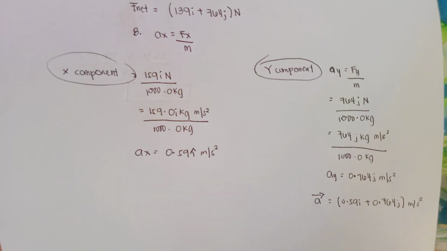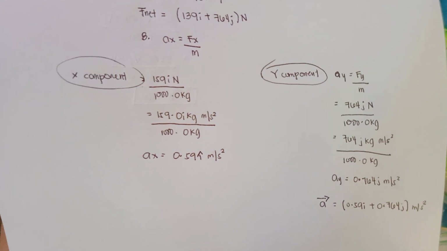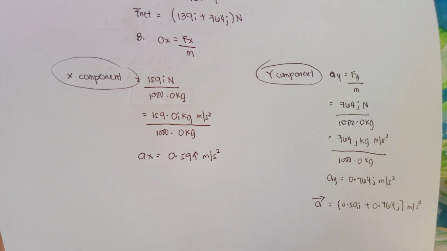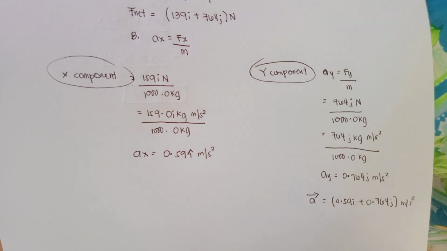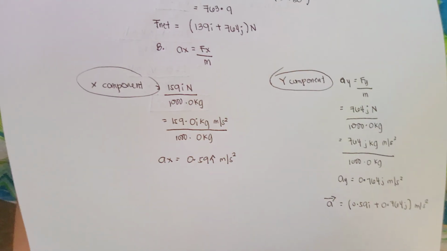So, the acceleration direction is 0.59 i plus 0.764 j meters per second squared.